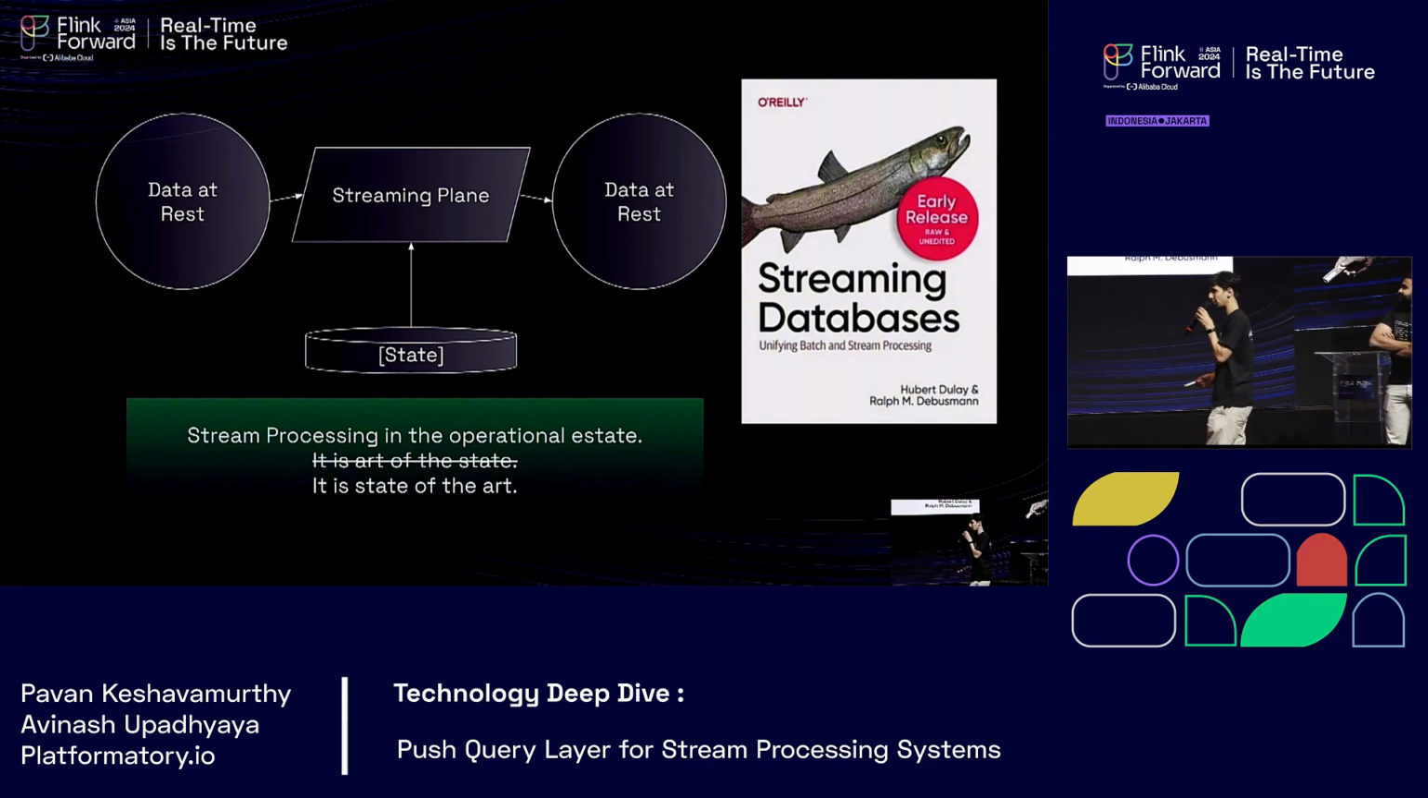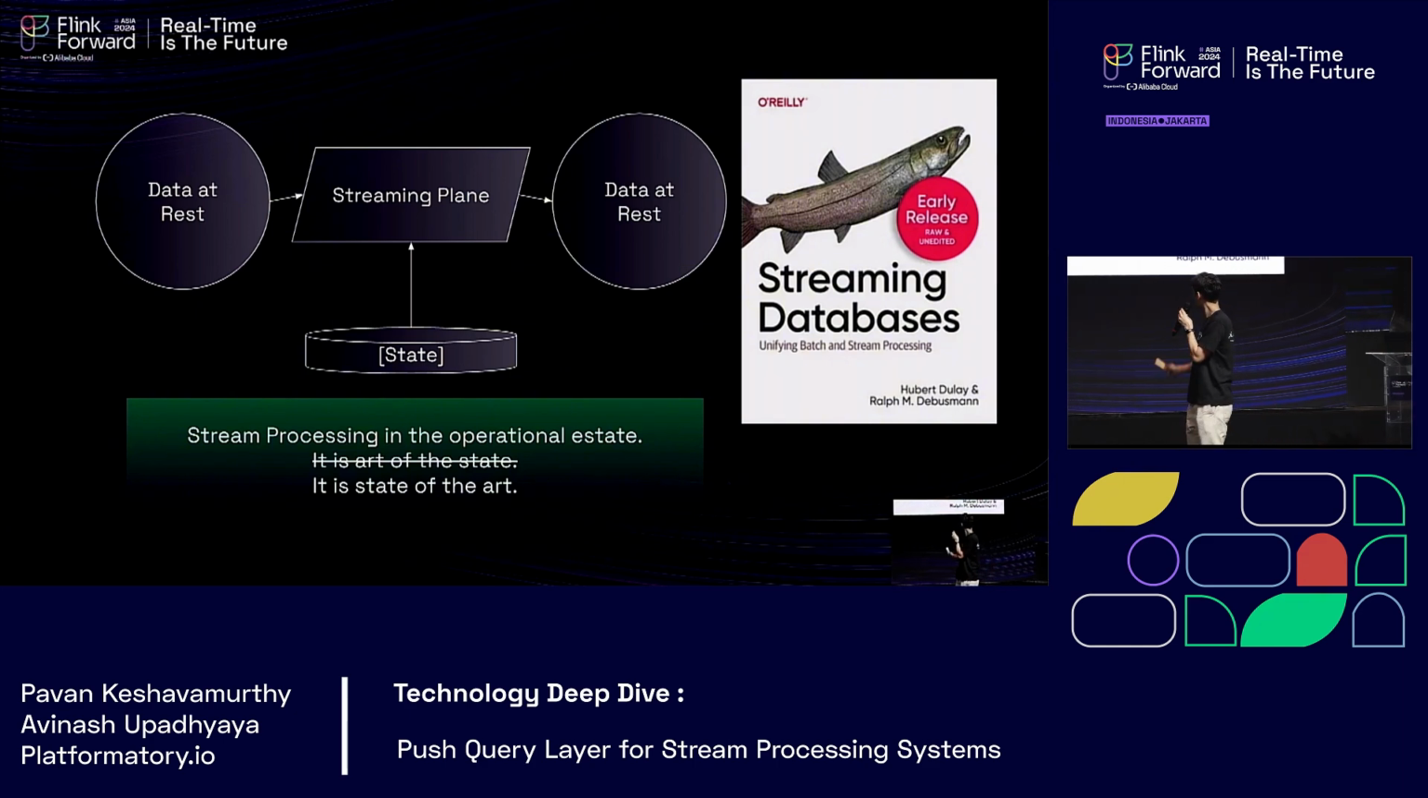There's actually a very good book that I would recommend by Ralph DeBushman and Hubert Dulé. This is specifically about streaming databases. It introduces the idea of what is called the streaming data plane, which is basically about where is streaming, right? In terms of where exactly is that data? And specifically in terms of a data domain, what are the challenges associated with data that is in motion?